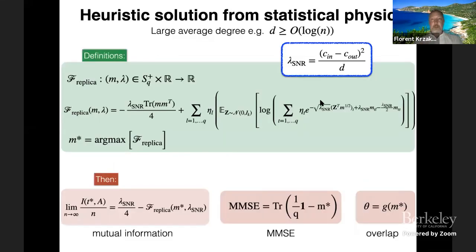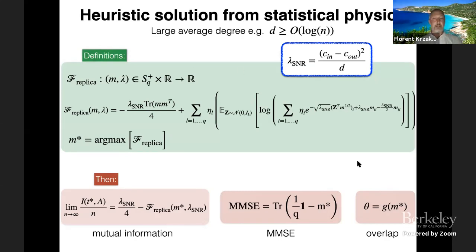What did we find? All right, here is what we found. First of all, everything depends on your degree. If you have a large average degree, things are slightly simpler. So if the degree is larger than log n, we can actually compute the replica solution. And it's very close to what we did yesterday.